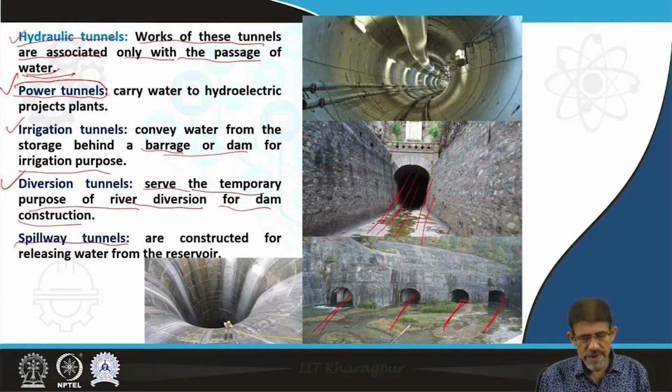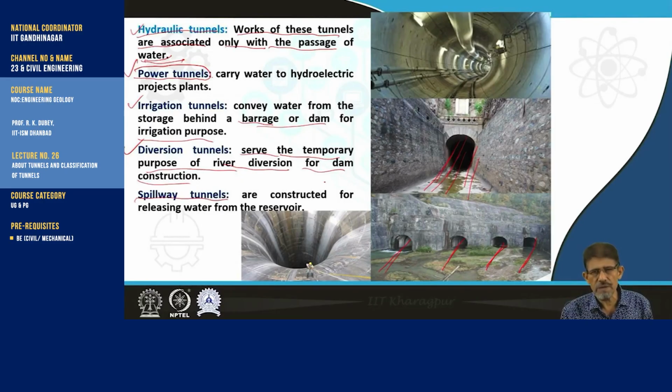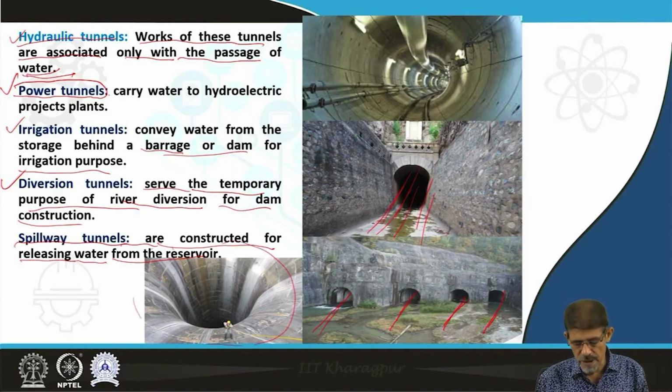Then the spillway tunnels, for the release of excess water from the dam side or storage side or reservoir side. The spillway tunnels are constructed for release of water from the reservoir if the site is not suitable for release of water through the tailwater side in normal condition. Then we provide this type of tunnel almost vertical or at a high angle to release the water from the reservoir side towards a specified site of the project.